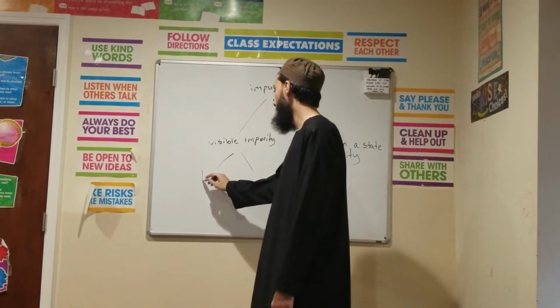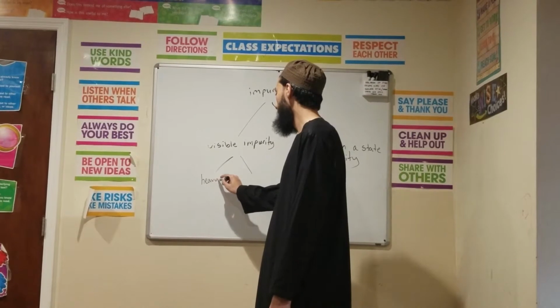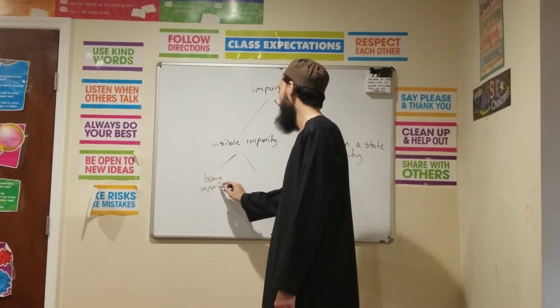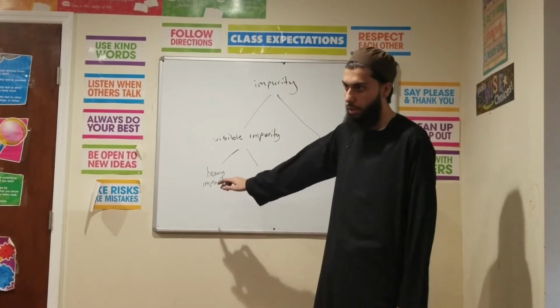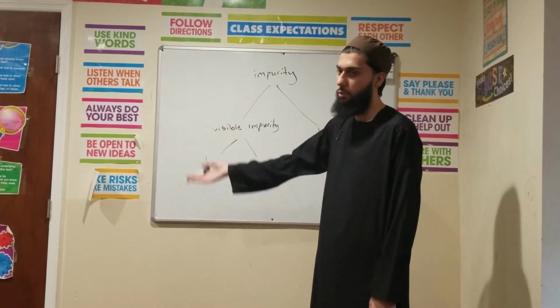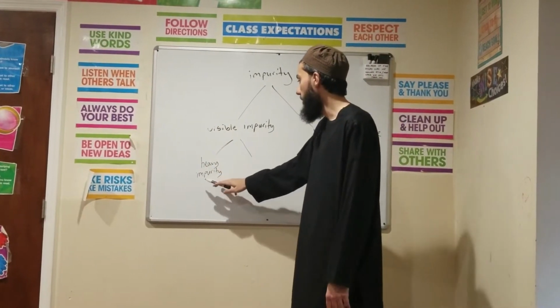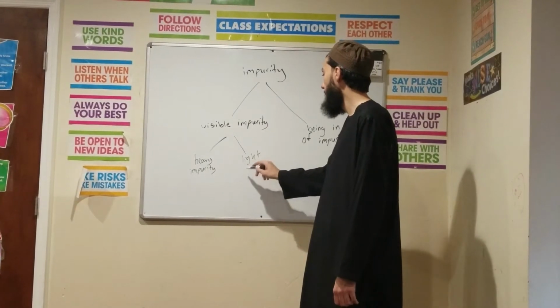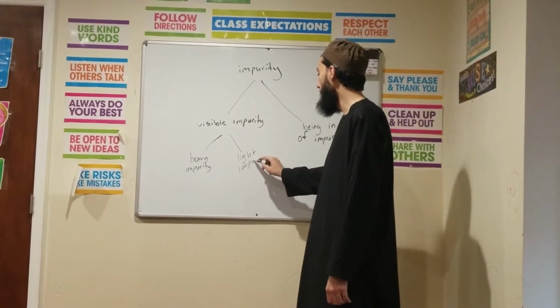You have the heavy impurity. Yes, ghaliza, which is the heavy impurity. Like for example, you have the discharge of human beings. That's considered to be heavy impurity. And then you have the light impurity. For example, the urine of animals that are halal to eat, urine of cows, camels, sheep.